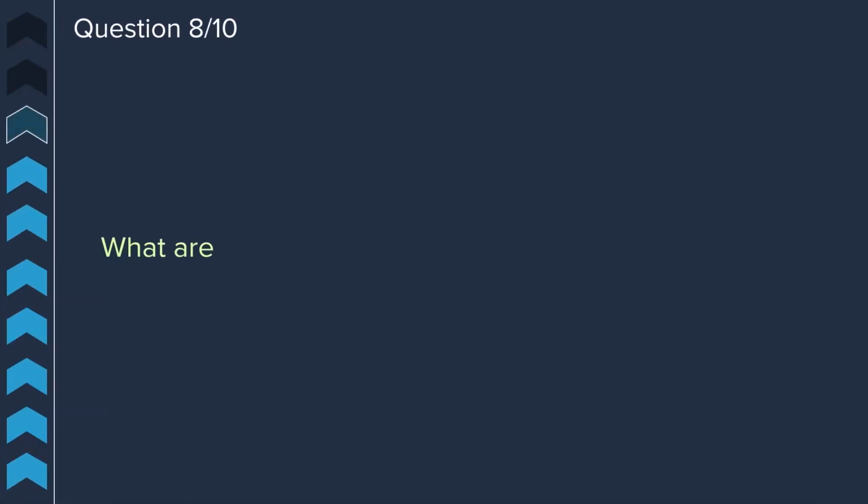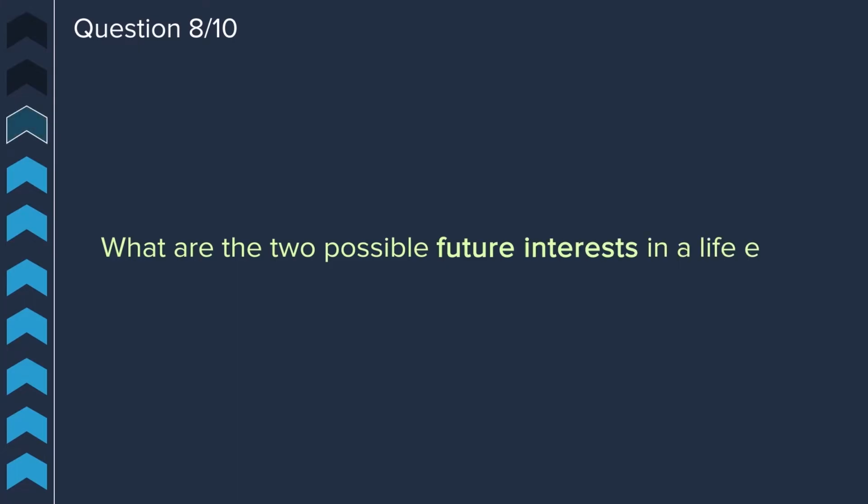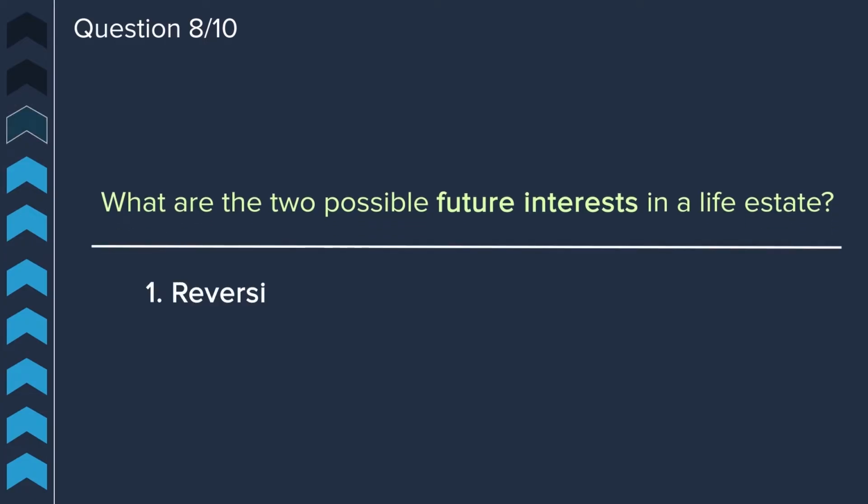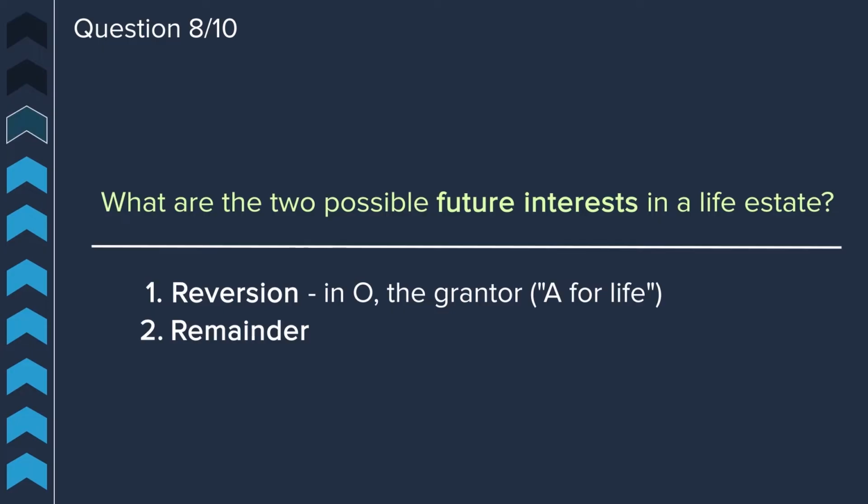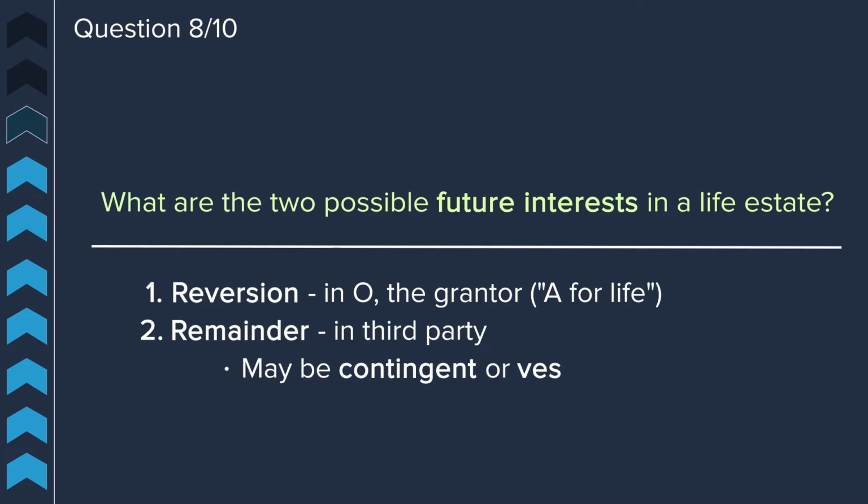Question 8. What are the 2 possible future interests in a life estate? The 2 possible future interests in a life estate are first, reversion, which creates a future interest in O, the grantor. This is signified with language such as "to A for life." You also can have a remainder, which creates a future interest in a third party. These can either be contingent or vested, and it's created by language that says something like "to A for life, then to B."